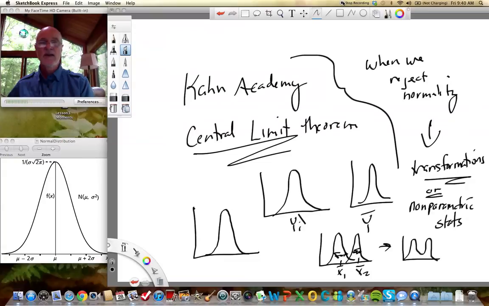But do some more reading on this so that you can feel really comfortable with the central limit theorem and the normal distribution.